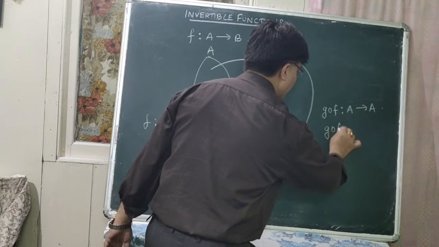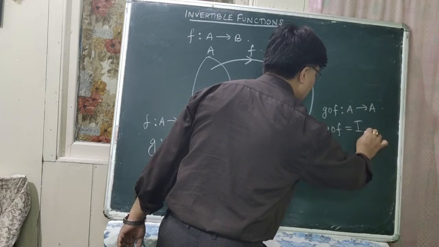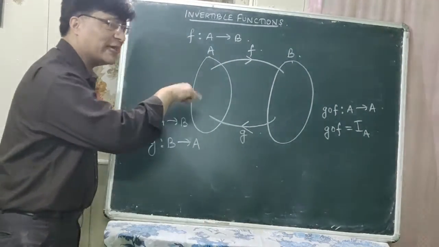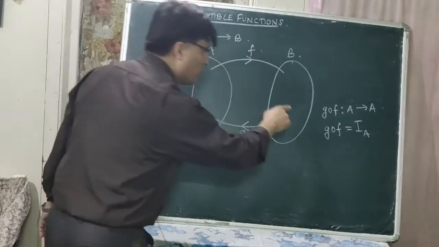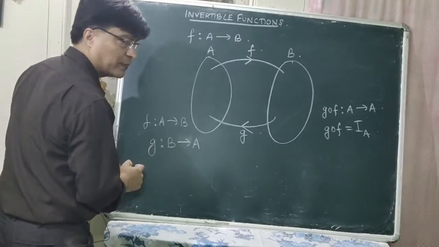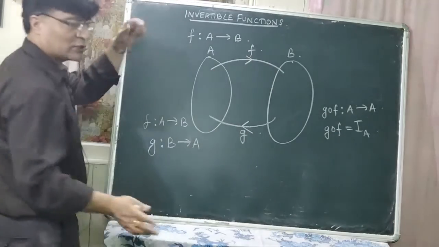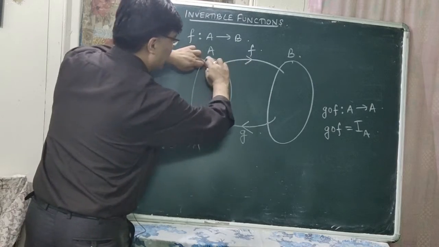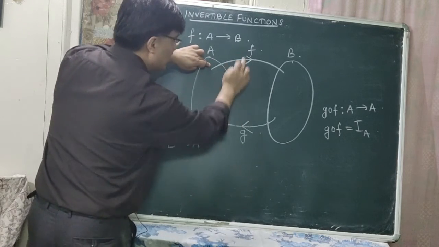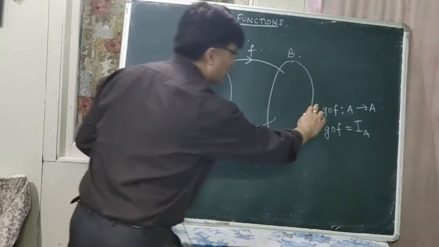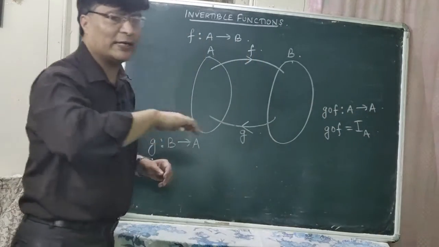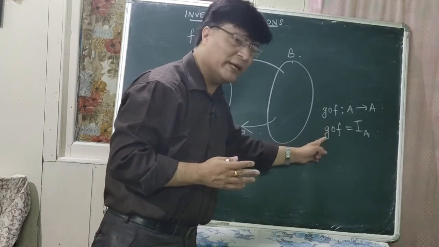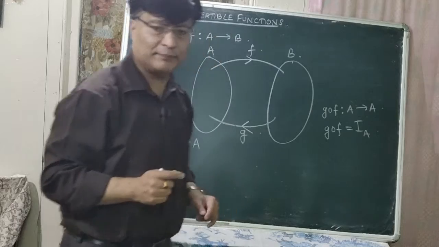That is gof. Gof is equal to कति भयो? यसलाई हामी IA भनेर लेख्छौं. The gof is defined as A to A. A देखि B मा गयो, फेरि B देखि A मा आयो. त्यसले gof भनेको के भयो? A to फेरि A भइगयो. Is that clear? So A to A means this is the identity function, or you may represent it by gof is equal to IA.